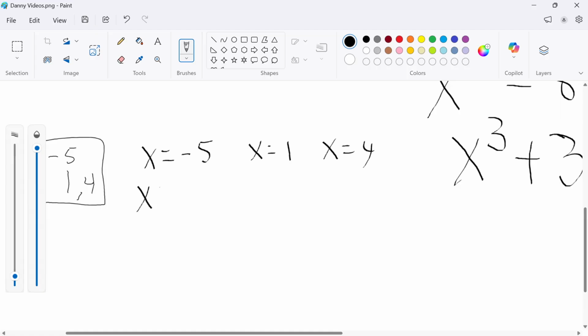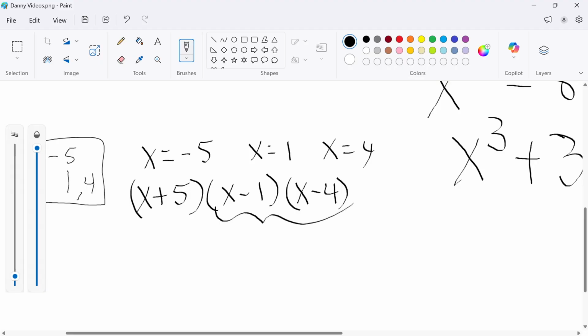So x plus 5 is the factor, x minus 1 is the factor, and then x minus 4. So those are the factors. And now I'll just multiply these two together and then multiply by x plus 5. x squared minus x minus 4x is minus 5x. Negative 1 times negative 4 is plus 4. And then I've got times x plus 5.